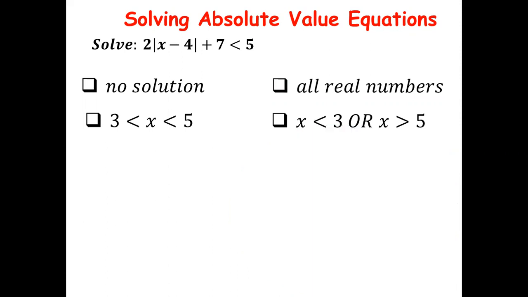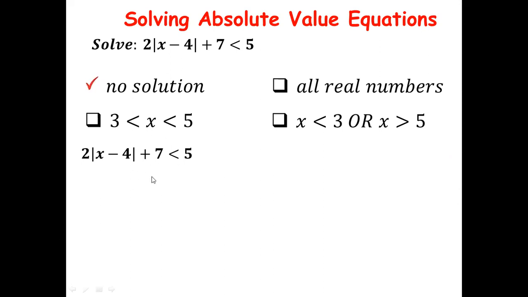So the answer for this question is it does not have a solution. Why is that? Let's check it out. Now this is the inequality. Of course, you have to get rid of the numbers which are outside the absolute value. So first there are two numbers. You can say this is 2 multiplied and also plus 7. So let's get rid of them one by one.